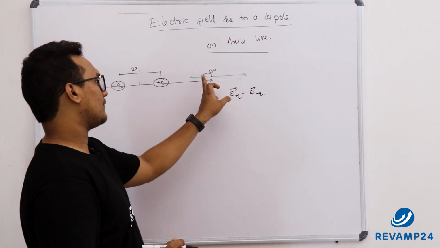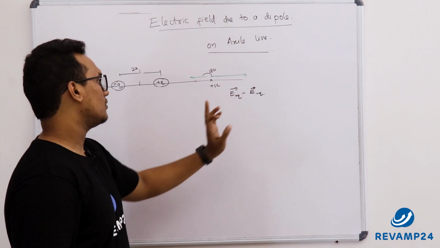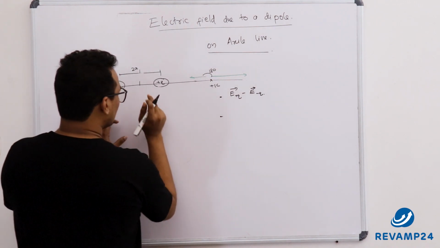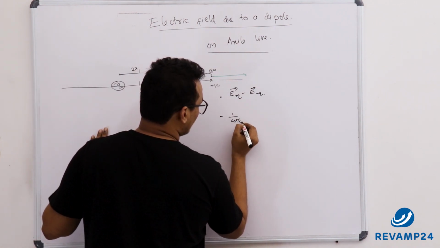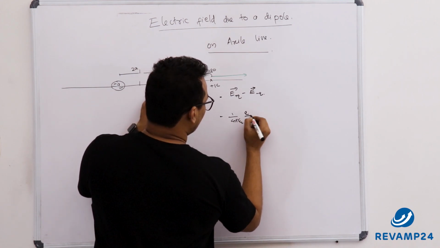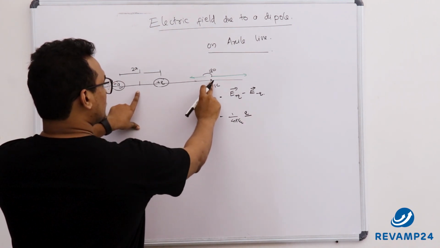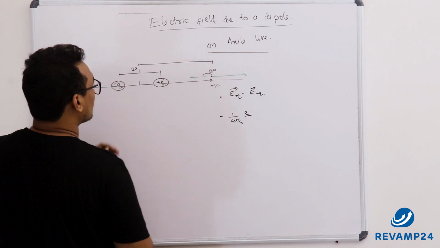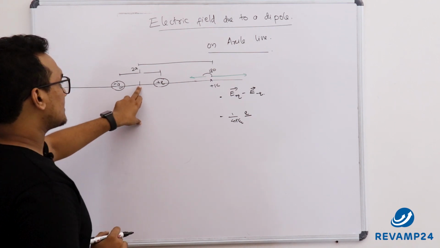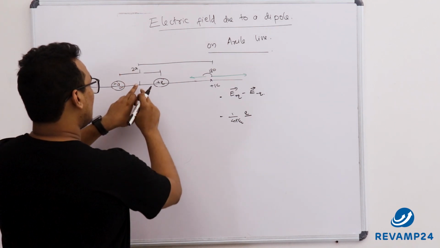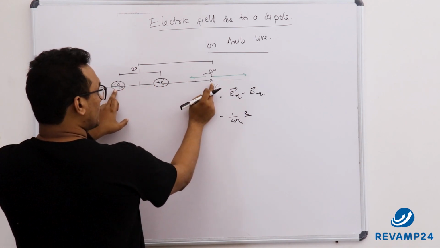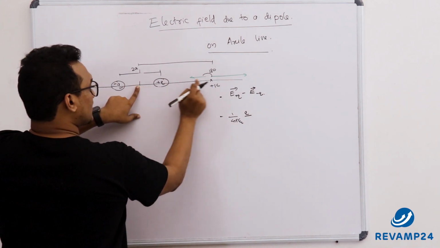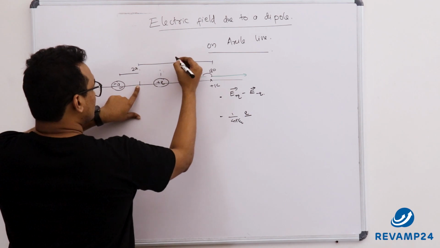We have considered the direction here, so we only have to put the magnitude. So E due to plus Q. What is the value of E due to plus Q? We know it is 1 by 4 pi epsilon 0 Q divided by the distance squared. Now this position we are going to take from the center of the dipole. Either you can take from here or you can take from here, but this is not the standard. As per the standard, we will be taking from the center. So this distance is, say for example, r.